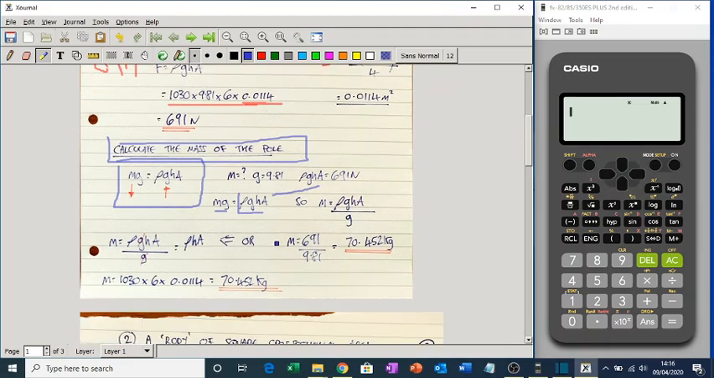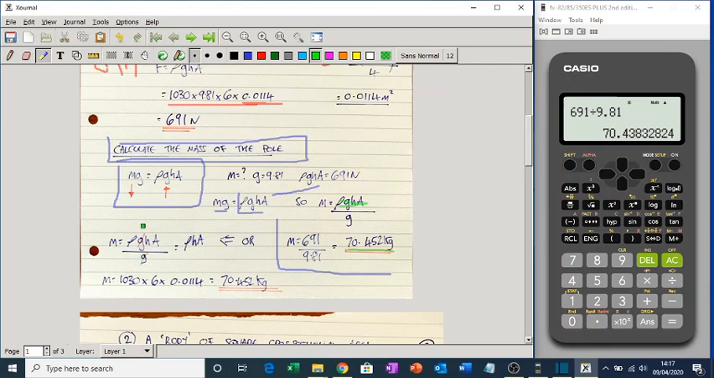So there's two ways you can do this. This is one way. We know that all of this, that upthrust force, is 691 and gravity is 9.81. So 691 divided by 9.81 gives me 70.4 and a bit. That's the mass, kilograms.